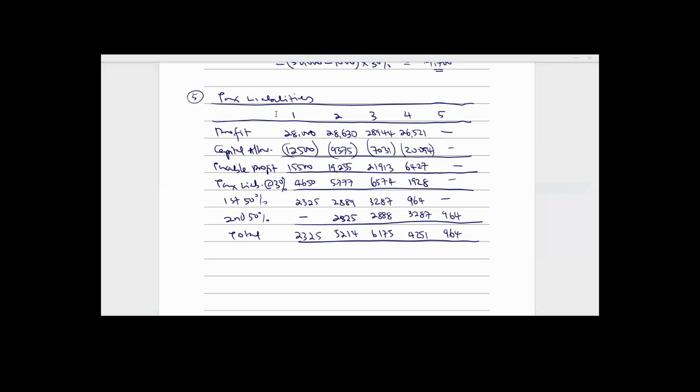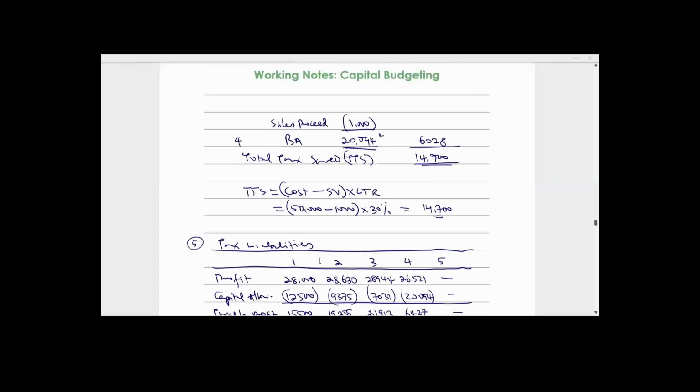Thank you for those that are providing numbers in the chat box. So let's provide the numbers. 2,325 in the first year, 2,325 tax liability. Second year, 5,214. Then 6,175. Then 4,251, and 964. Thank you.